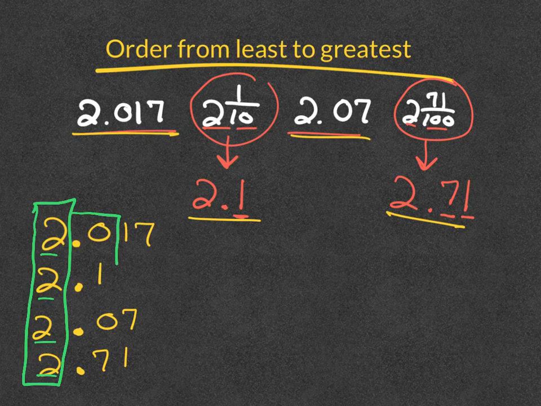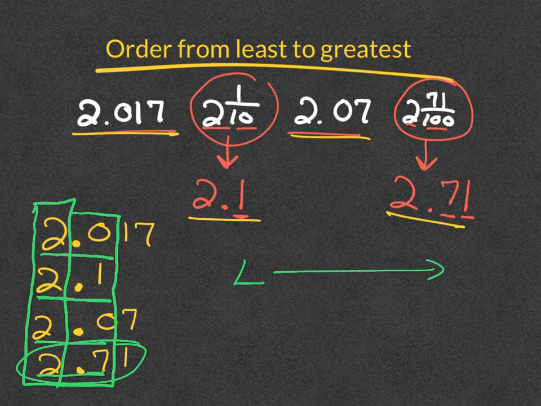Be very careful to get just the tenths. Okay, so we have 2.0, and then we have 2.1, 2.0, 2.7. We can very quickly see that we have a biggest number right here. So we can go ahead and set that up. I'm going to write it over here. 2 and 71/100ths is my biggest number.